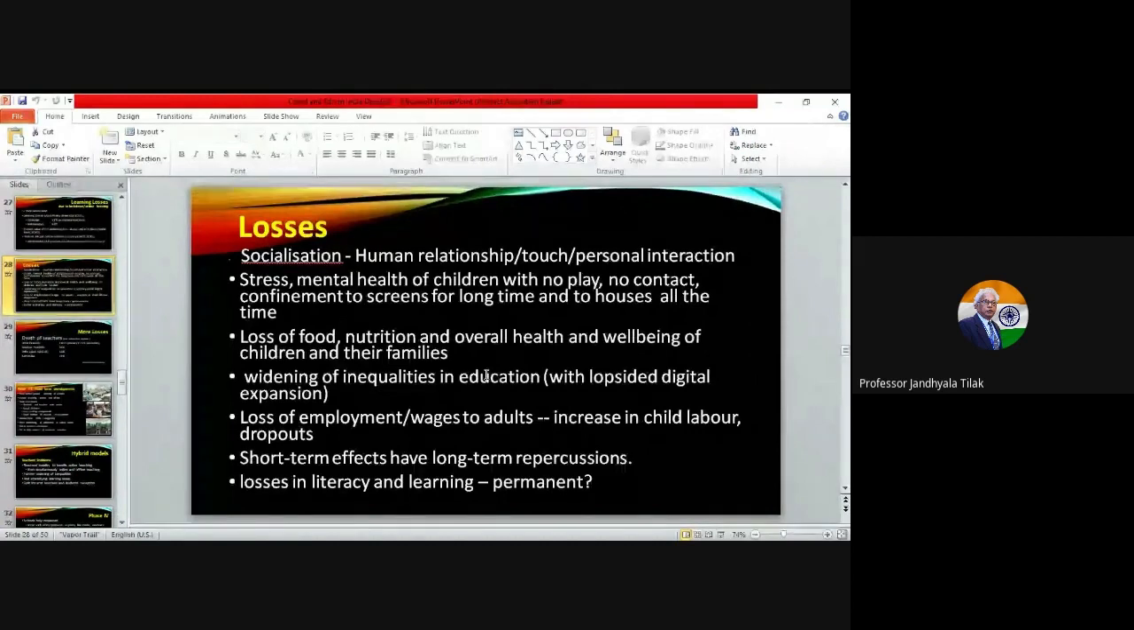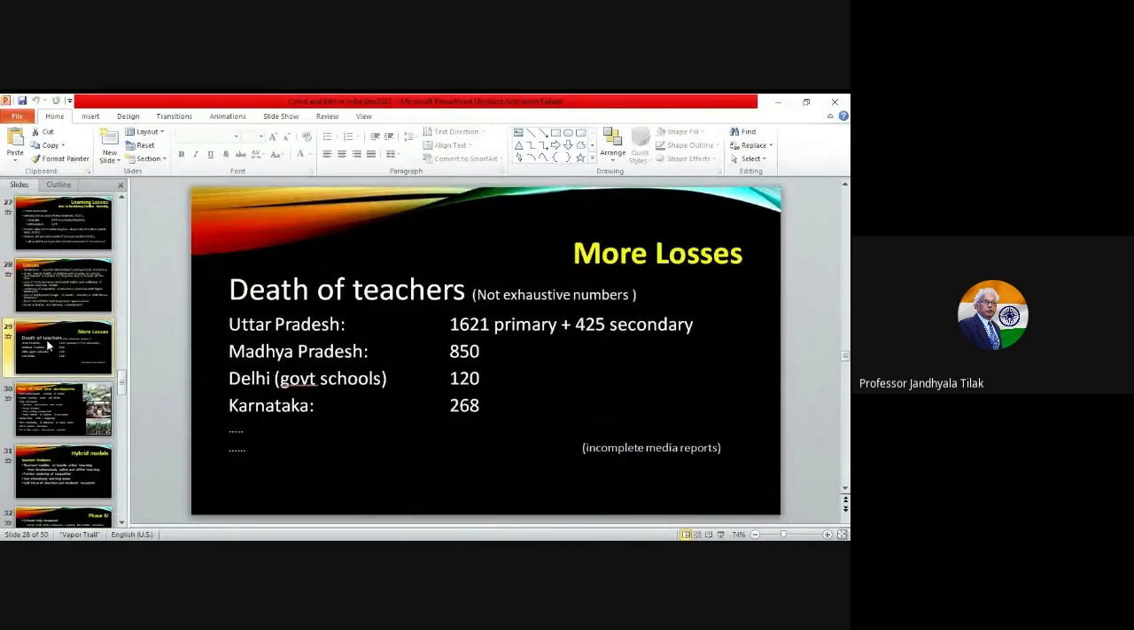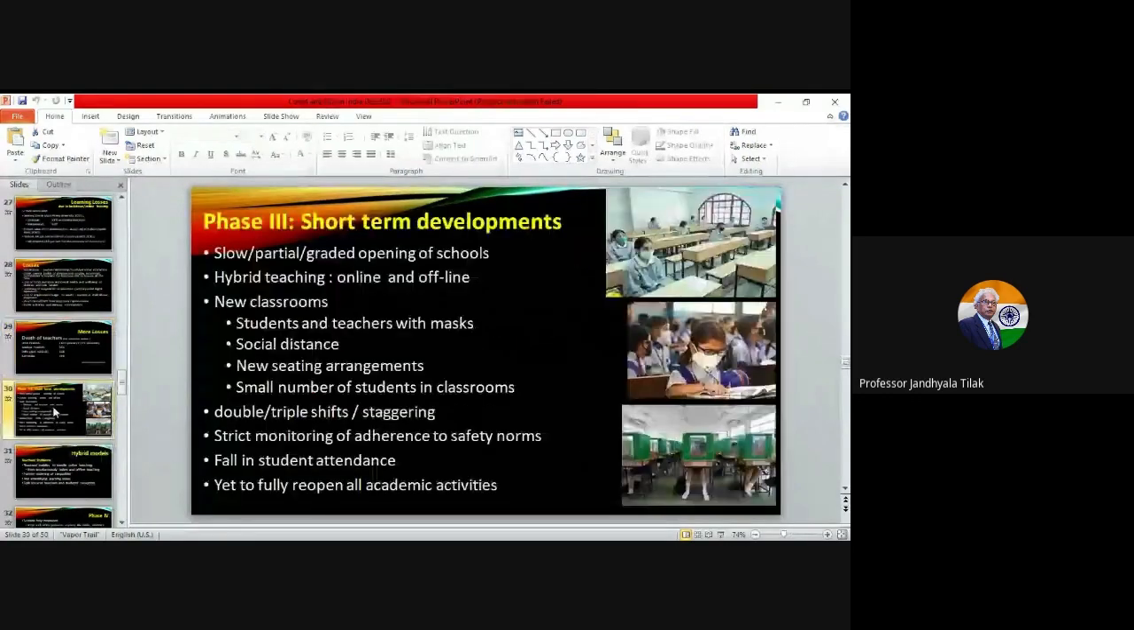And these short-term effects have very long-term repercussions. Loss in literacy and learning levels could be really a permanent loss. There are also reports that quite a good number of teachers died during this period because of COVID. We don't have exhaustive figures, but the numbers are really very big, at least in some cases. Now that's phase 2, when online activities were the only activities taken up.